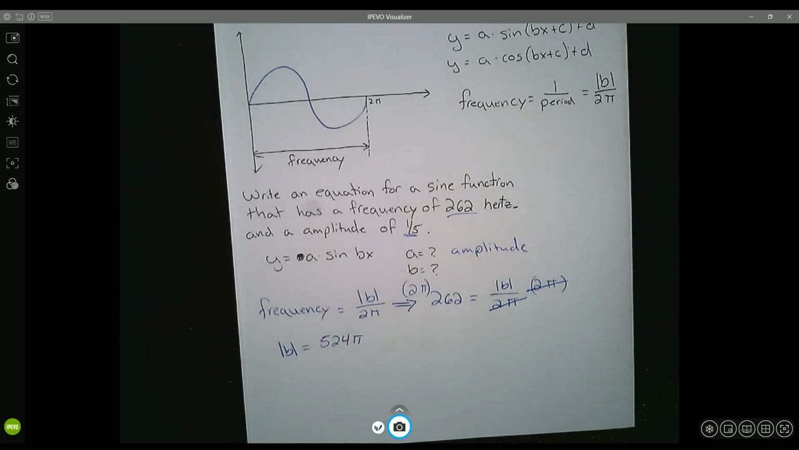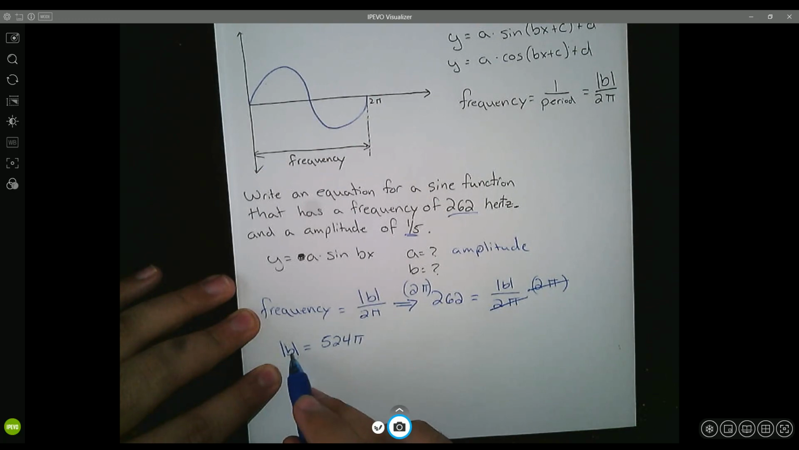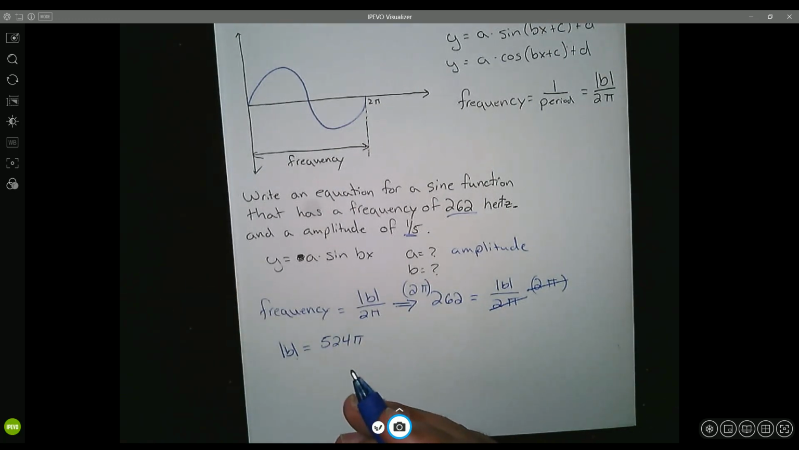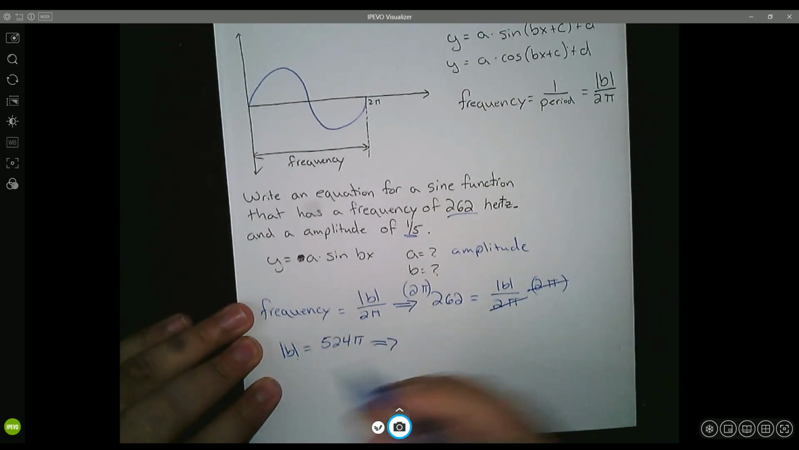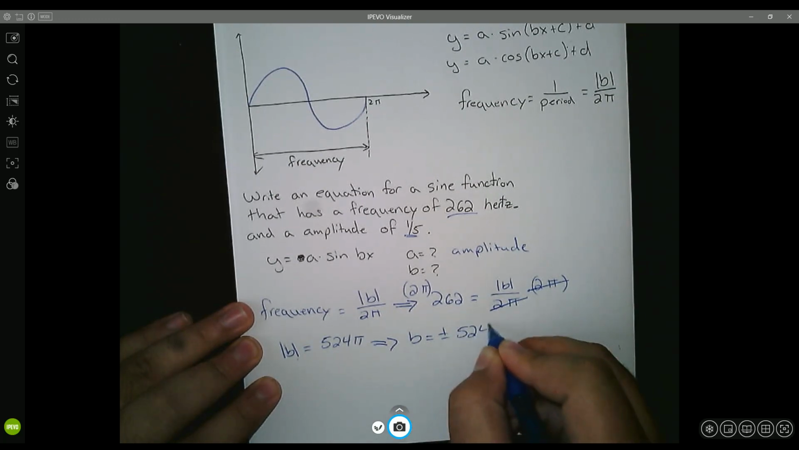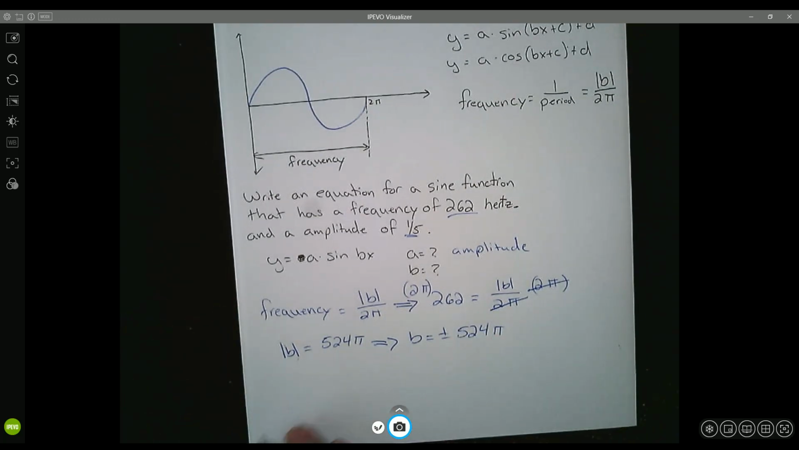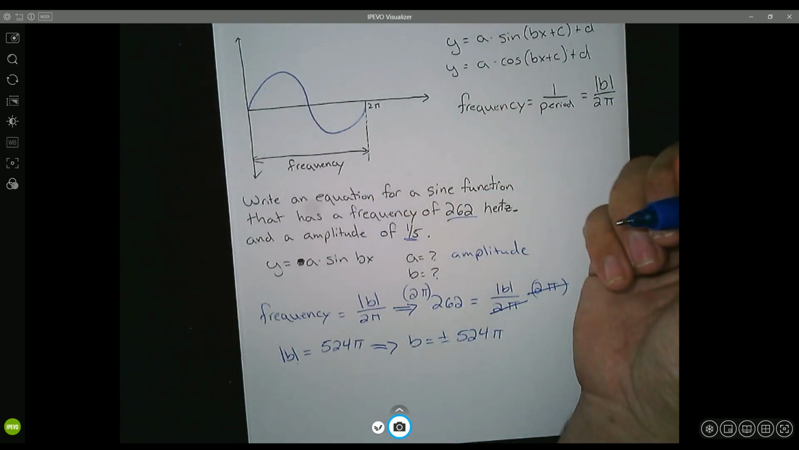Now, with that being said, we're not working with the absolute value of b. We want to know what b is. Since the absolute value of b can be any term, positively or negatively, we're going to have to rewrite this right here. I can rewrite this to state that b is equal to plus or minus 524 pi. So that absolute value means it can be positive or negative. We only want the positive version of that because we know it's going to repeat itself. It's going to fluctuate up and down, so it doesn't really matter whether it's positive or negative, but it's easier for us to just use the positive.